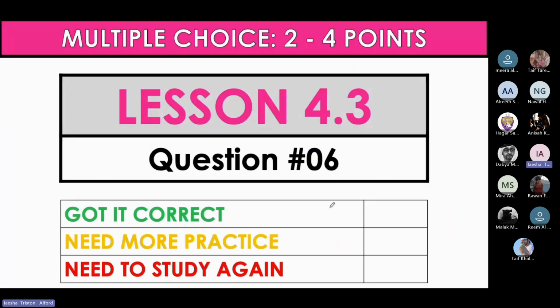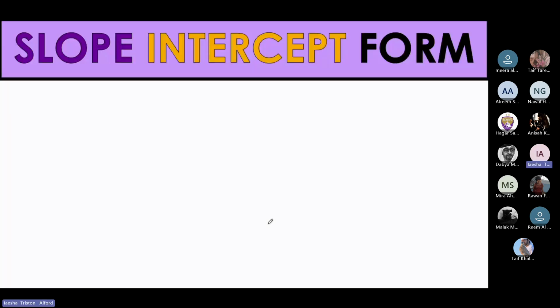Question number 6 is coming from lesson 4.3. This one is about slope-intercept form. What is slope-intercept form?